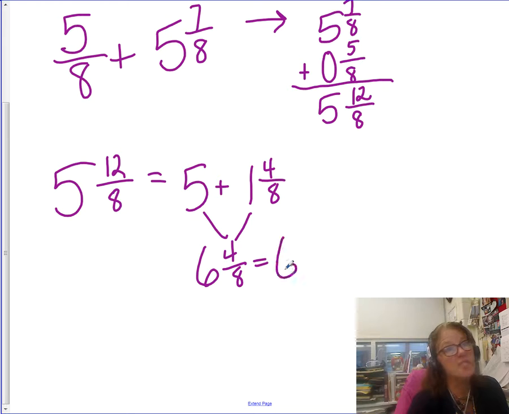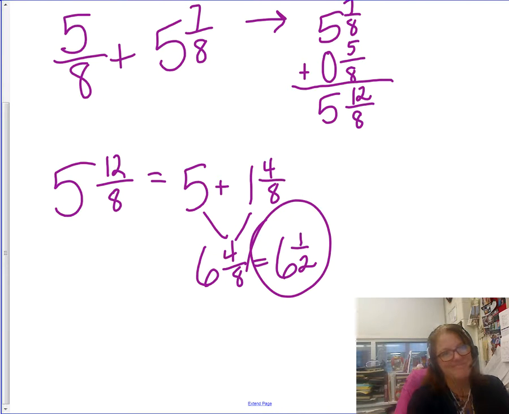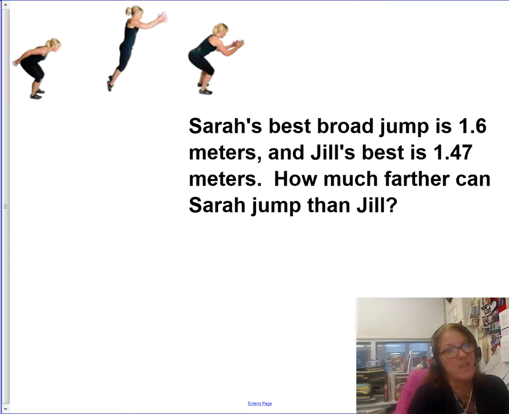But 4/8 is not in simplest form. Get that sucker in simplest form. 6 1/2. There you go. That's all kind of review.